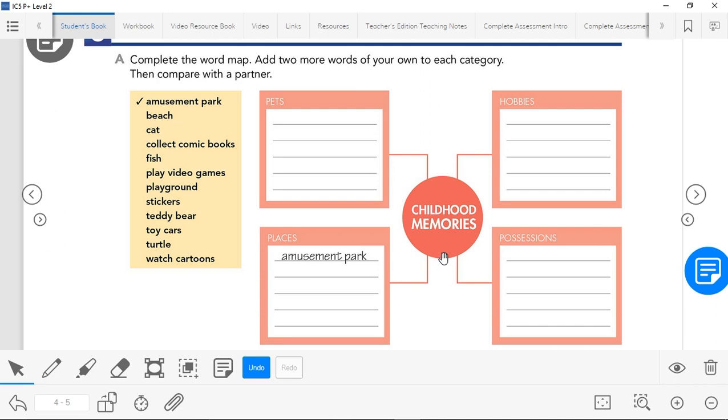Some other things that you can add to each one of them can be, in the pets, dogs, or maybe a snake. For hobbies, for when you were a child, playing in a playground can be something. Places can be like a park, and possessions can be, I don't know, other kinds of small toys. Maybe action figures, for example. They are really famous among children.